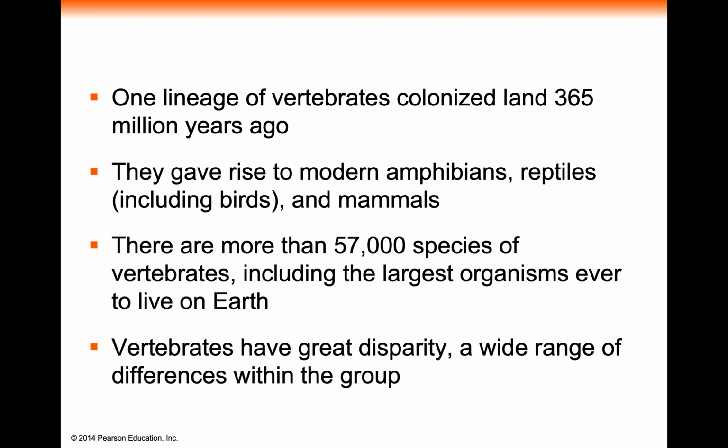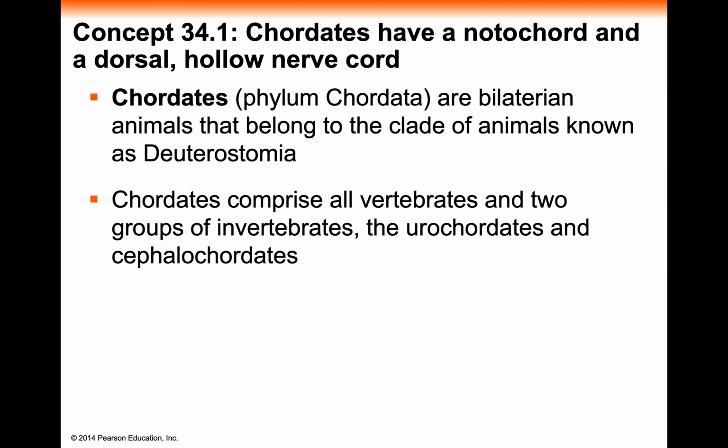Vertebrates have great disparity, a wide range of differences within the group. So in other words, you have humans. We're very different from mice, let's say, but that's still within the same group. I mean, we're really different from reptiles, birds, frogs, fish, and yet we still consider them all in the same group. It's still all the same phylum, which is why we divide this lecture into our invertebrates, and now we're talking about all the vertebrates.